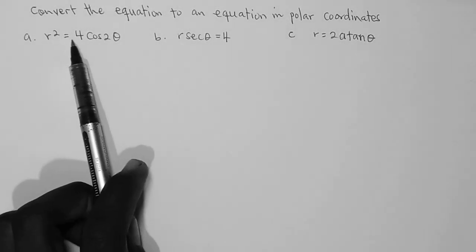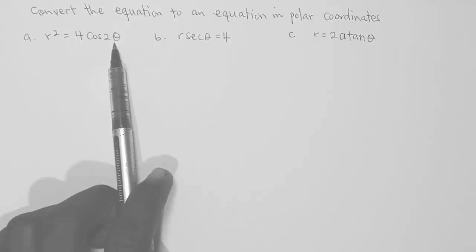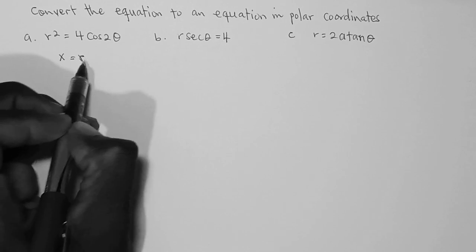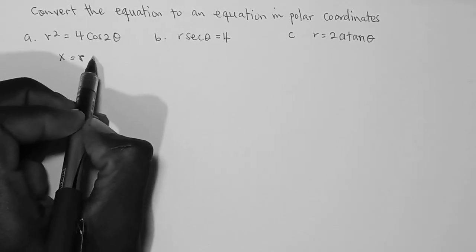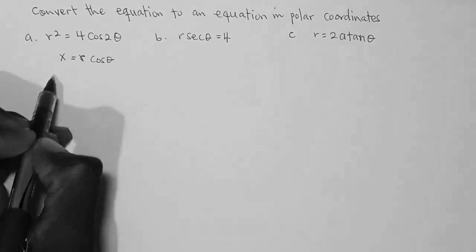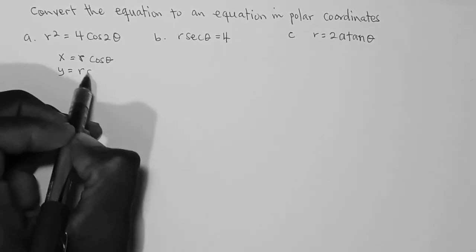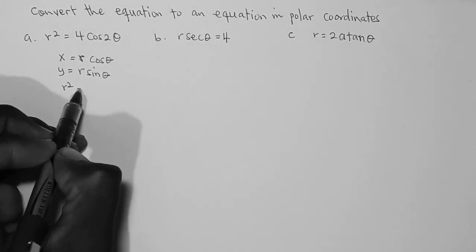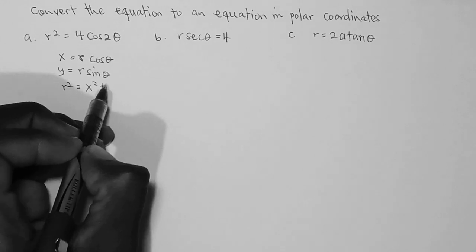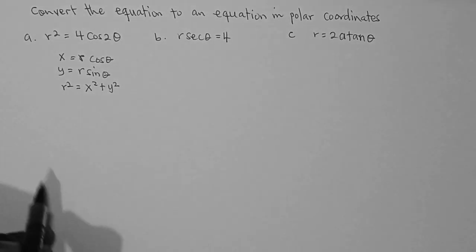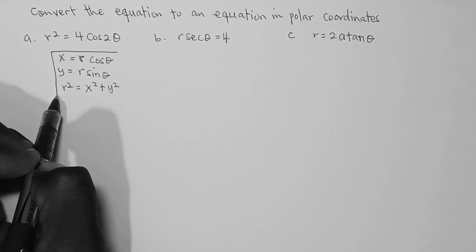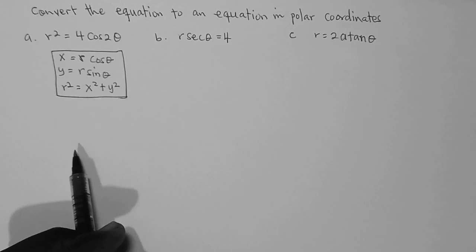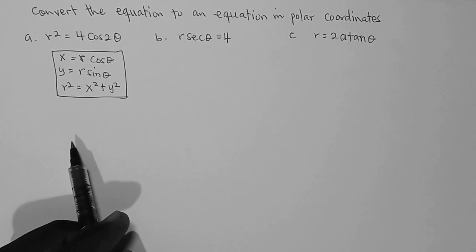A. r squared equals 4 cos 2 theta. The most important thing to remember is that x is equal to r cos theta, and y is equal to r sin theta, and also r squared is equal to x squared plus y squared. These are the three most important equations you must remember when converting from either polar to Cartesian or from Cartesian to polar.